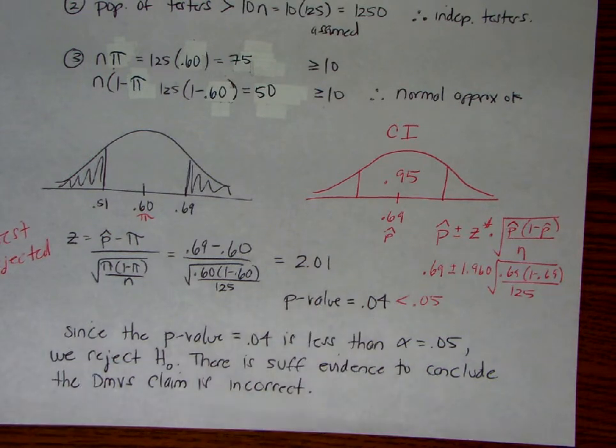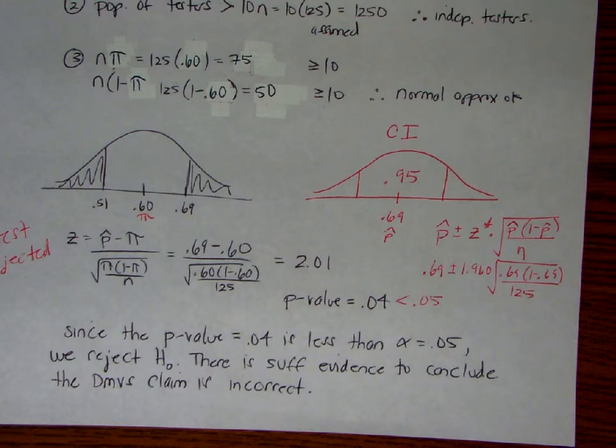Since the p-value is less than alpha equals 0.05, we reject HO. So that's the first sentence. Second sentence talks about the alternative hypothesis. Or I go back to the sentence that was written in the original problem.